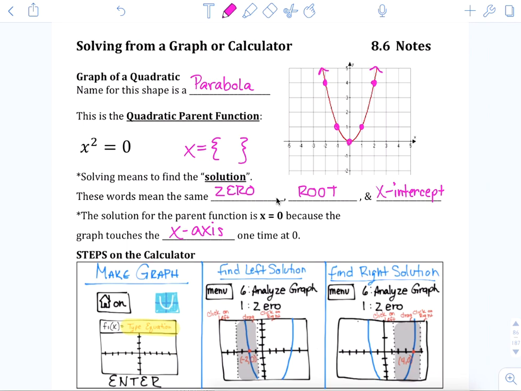Guys, welcome back. We're at the notes for 8.6. Today we're going to be learning to solve these quadratic equations with the calculator. Basically, we're going to be using a graph to answer the questions.